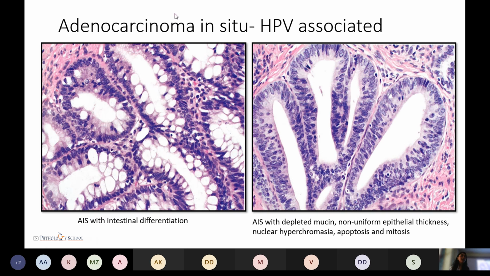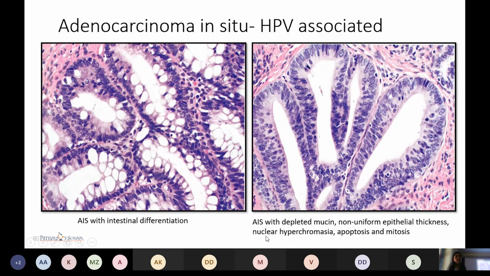So this is what adenocarcinoma in situ with intestinal differentiation looks like, and this is what the adenocarcinoma in situ with depleted mucin looks like. They look like very endometrioid type of glands. Again, floating mitosis can be seen and karyorrhexis is noted.